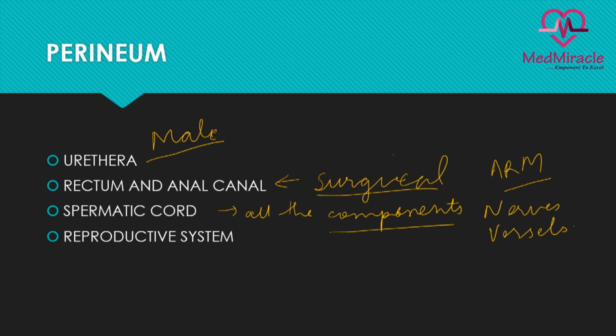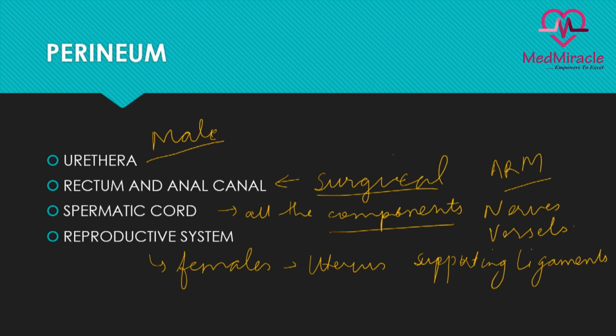Then you come to the reproductive system. This is particularly more important in females, whereas the uterus, the supporting ligaments, and how it is connected to the ovaries, broad ligament. These are questions that are very frequently asked, and so the reproductive system anatomy, specifically in females, is very important.